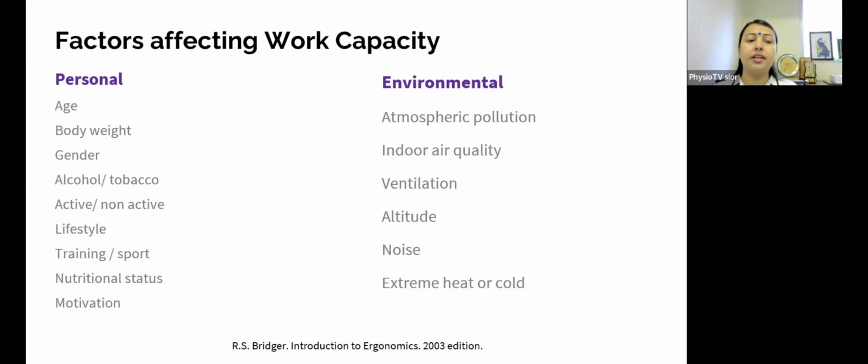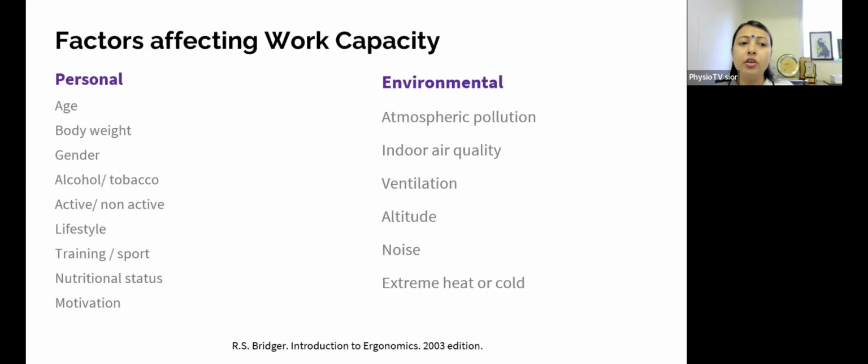So personal factors, that is the factors which are present in the worker himself or herself, start of course with the age, the weight of the worker, gender of the worker, any addiction to alcohol or tobacco, and the lifestyle, which is active or non-active. By that we mean whether the worker is otherwise in any physical activity or exercise program, or is also undergoing any training or any sport related activities, and of course the nutritional status and the motivation of the worker.